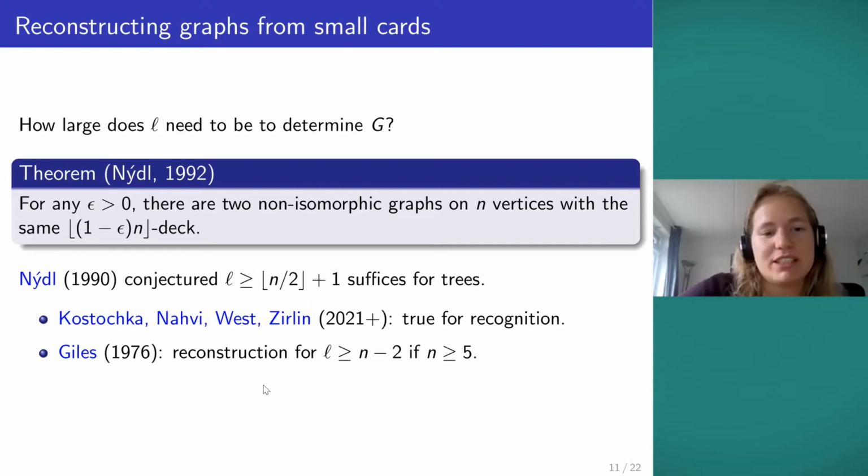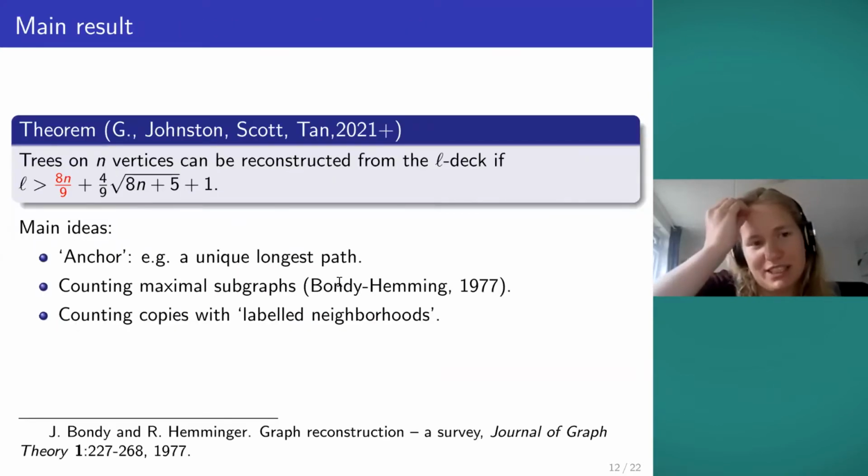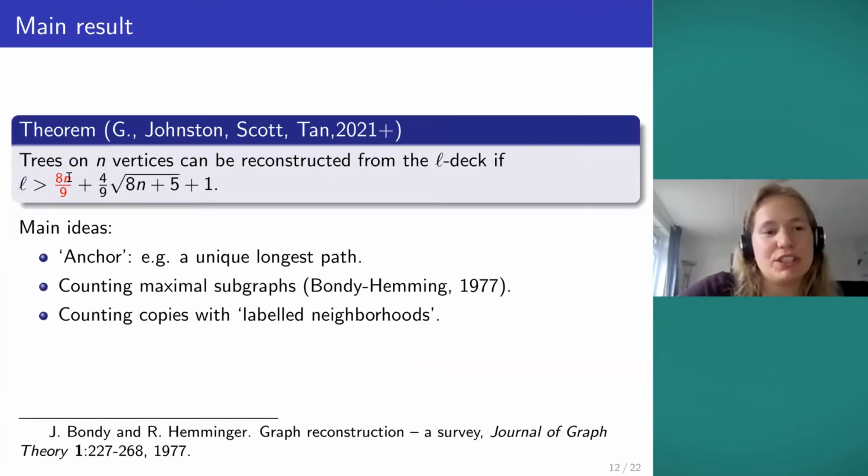So what we looked at is trying to reconstruct the trees from the LDAC. And what we found out is that this conjecture from Needle is, in spirit, sort of true. So we can indeed remove a linear chunk of the vertices. This bound is still probably incorrect, but you can do better than this 8/9.